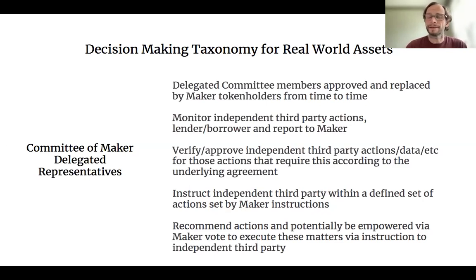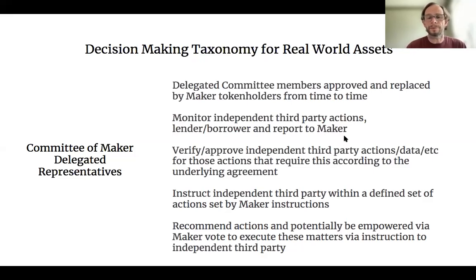Have delegated members approved. Make sure that the delegated members are approved and replaced by maker token holders from time to time. You could set their seat, if you will, their appointment, at 6 months. They get rotated in and off. You could make it a year. You could make it daily. Something so that those delegated members don't necessarily get too intimate with the transaction and are really held accountable to the maker token holders. The delegated committee could monitor independent third-party actions.